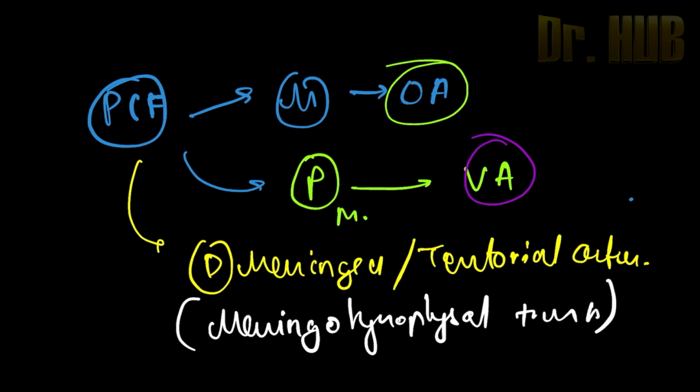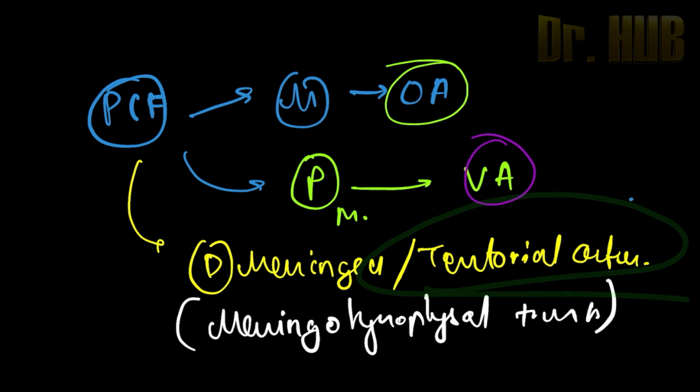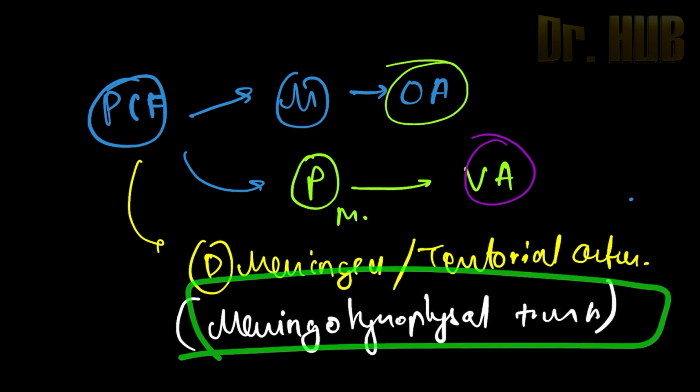So let's recap. We saw the PCF, that is the posterior cranial fossa. Here in the PCF there are the meningeal branches of the occipital artery. We also saw the posterior meningeal branches of the vertebral artery. Then comes the dorsal meningeal as well as the tentorial arteries, which arise from the meningo-hypophyseal trunk.